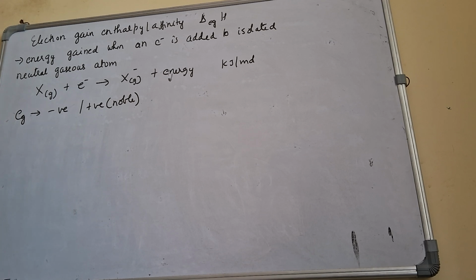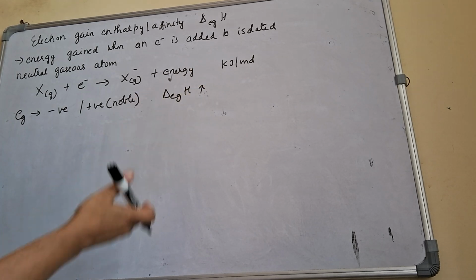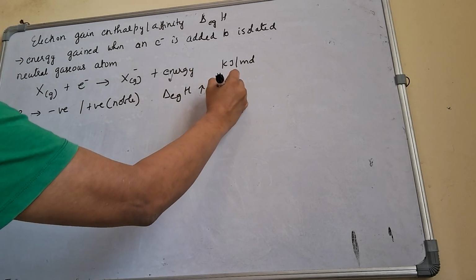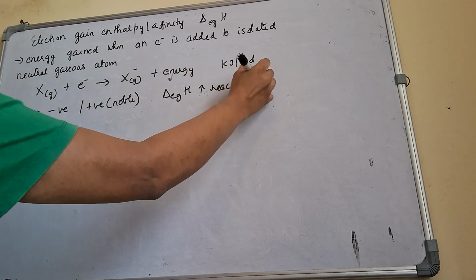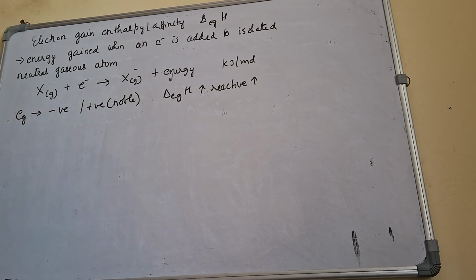So if the delta EGH value is greater, it means that the element is more reactive, the reactivity of the element is greater. That is what it says. In the case of ionization enthalpy, we say lower means more reactive, in terms of metals, but anyway, I will summarize this at the end. But for now, you can understand this.